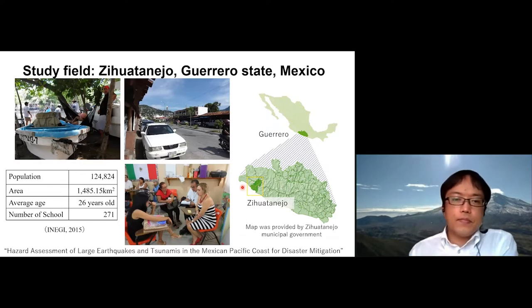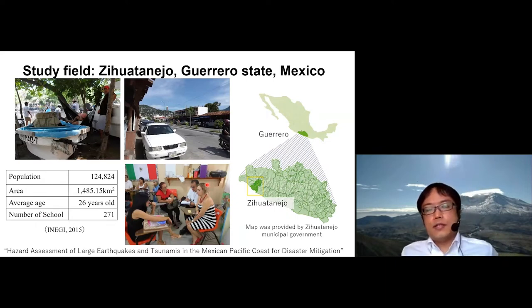tsunamis. Shibatanejo Municipality is a kind of medium-sized city in Mexico and a tourist area. So in the 1960s and 70s, tourism investment was made, and new hotels and new restaurants were constructed, and population growth took place because many people sought job opportunities in the tourism sector. So the population rapidly increased after the 1960s and 1970s in Shibatanejo.